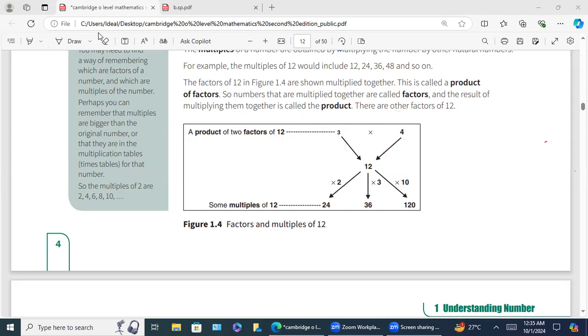Similarly, 12 has multiples 12, 24, 36, and 120. So you can multiply 2 with 12, you get 24, 1 with 12, you get 12, 3 with 12, you get 36, and so on. So these all are the multiples of 12. I hope that you got it.